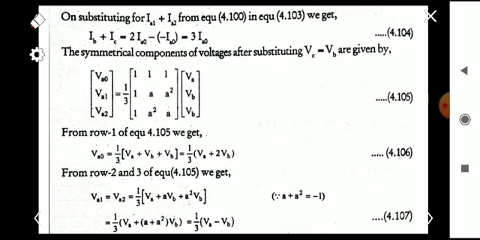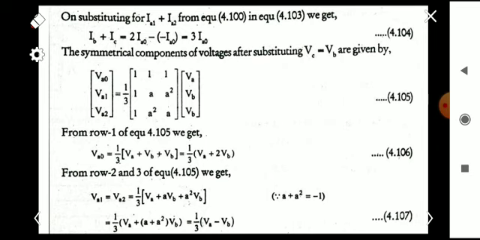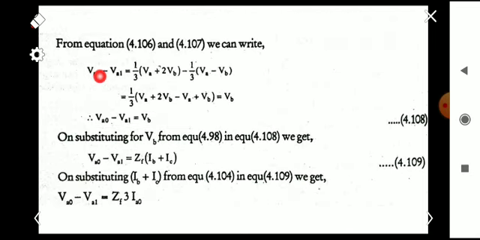If we take VB outside, we obtain 1 by 3 into (VA plus (A plus A square) into VB), and A plus A square we know is minus 1. Previously we have shown that A plus A square is minus 1. So instead of A plus A square, just substitute minus 1, and we will get VA1 is equal to 1 by 3 into (VA minus VB). Now just subtract this VA1 from VA0. So VA0 minus VA1 is equal to 1 by 3 into (VA plus 2VB) minus 1 by 3 into (VA minus VB).